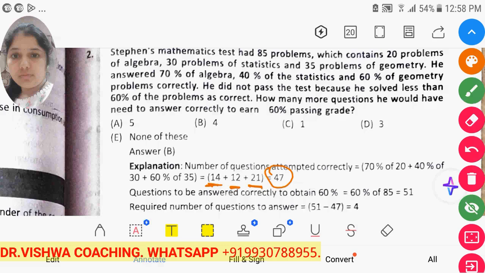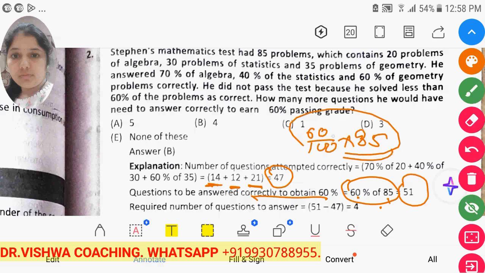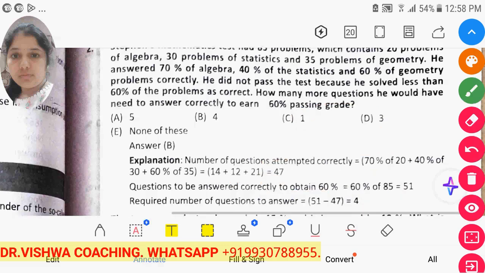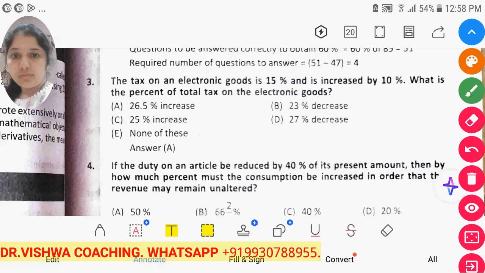Together 47 problems. Now total 85 problems are there and 60% passing is there. So 60% of 85 is 51. How do we calculate? 60 upon 100 into 85. Like we calculate x percent of 7 and all. Okay. Now 51 problems he must solve, and he had solved 47 correctly. So if he is able to solve 4 additional problems, he may pass the exam.